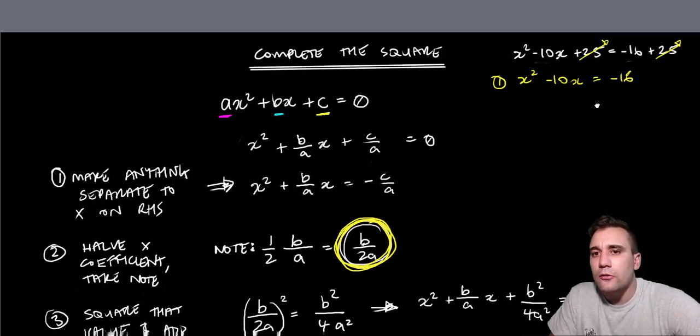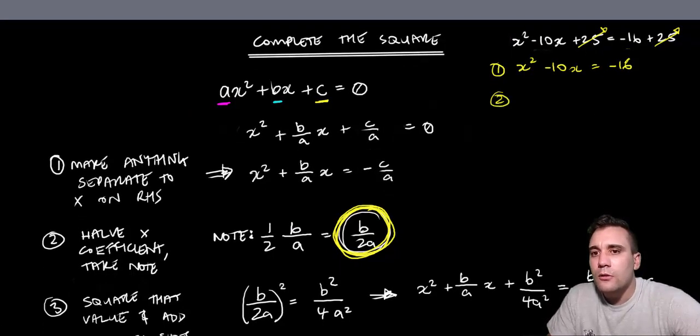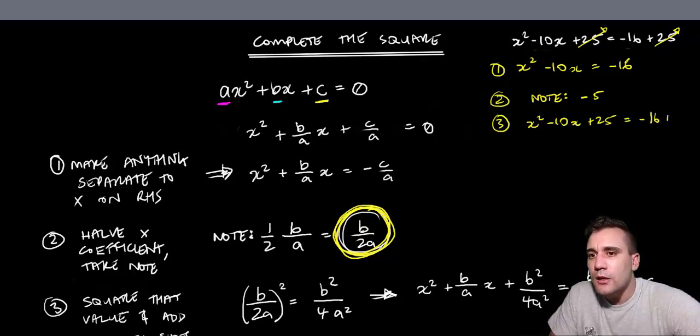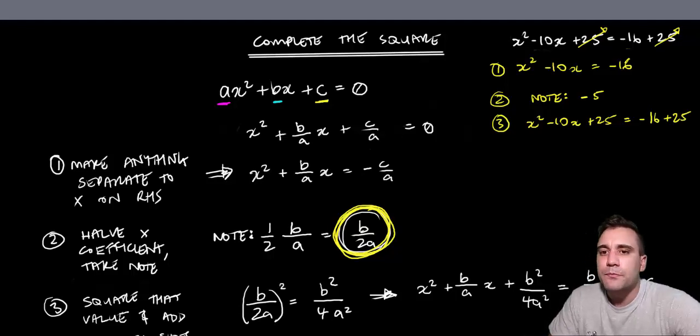Alright, cool, that's step 1. Step 2: halve the x coefficient and take note. Half of negative 10 is going to be negative 5, right? Step 3: square that value and add it to both sides. So negative 5 squared is going to be positive 25, so we're going to add it to both sides. So x squared minus 10x plus 25 equals negative 16 plus 25.